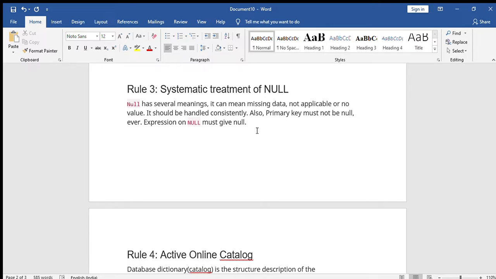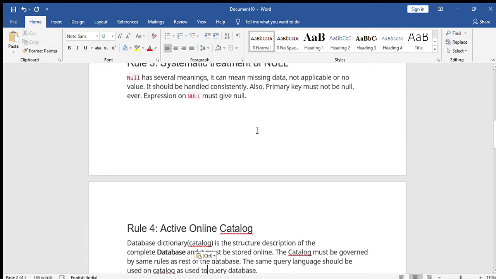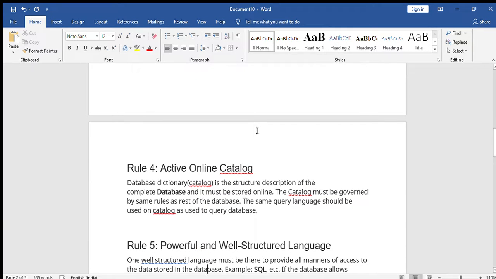At that moment it is not possible. We know that there is a value, but right now we can't enter that value, so we need to properly maintain it by using the null data type. Then, active online catalog. So what is the online catalog?